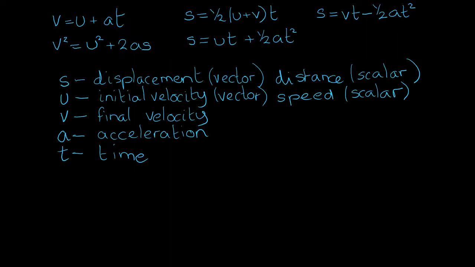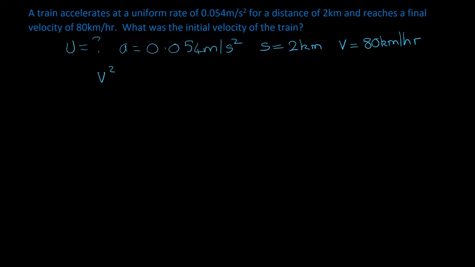The one that we want is the second one down on the left: v squared equals u squared plus 2as. So v is 80, so we want 80 squared equals u squared, that we're trying to find, plus 2 times... now we need to be careful here, that acceleration is in meters per second squared, but our measurement is in kilometers, our velocity is in kilometers per hour, so we need to turn that acceleration into kilometers per hour squared.